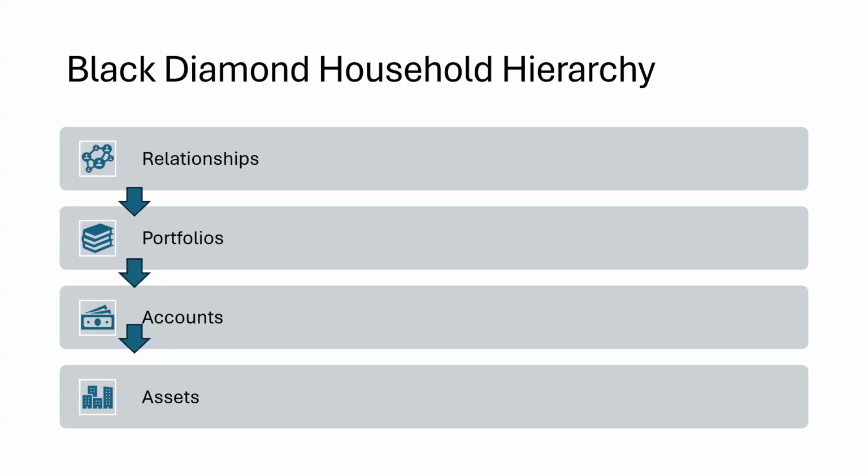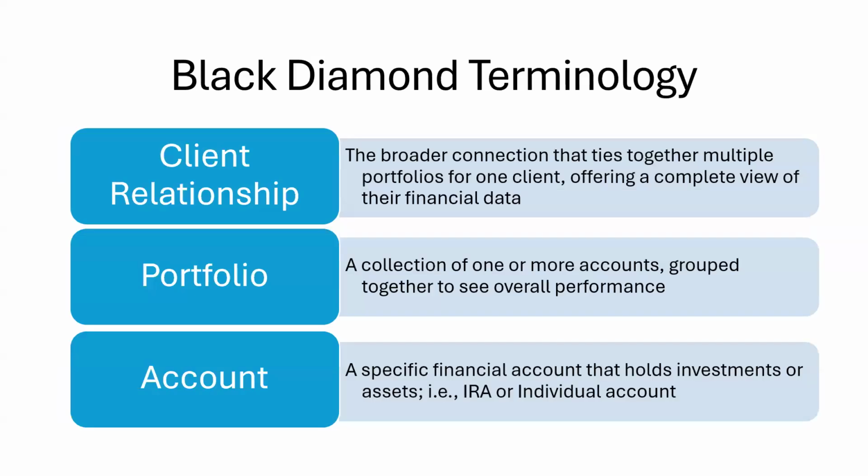From the bottom level to the top, we have our assets, our accounts, our portfolios, and then our relationships. Talking about those a little bit, the first we can talk about is the account. An account is any specific financial account that holds investments or assets. We have a portfolio, which is a collection of one or more accounts. These are generally grouped together within Black Diamond for reporting purposes. So if I'd like to run a report on somebody's IRA, I can put different accounts in that portfolio and then report. Whereas the client relationship is our top level, which is the broader connection that ties together multiple portfolios for one client. This offers a complete view of your client's financial data.